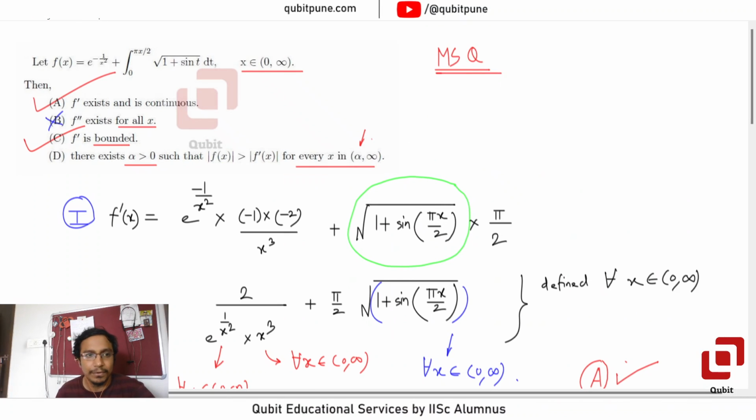Okay, fine. We'll stop here for today. Option D, I will send you the solution for this one. थोड़ा tricky है वो. Try it. I'll send you the solution.